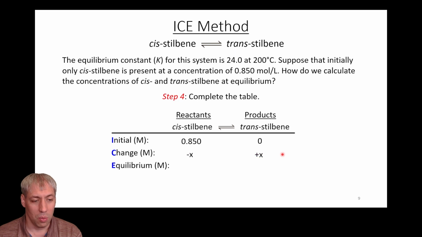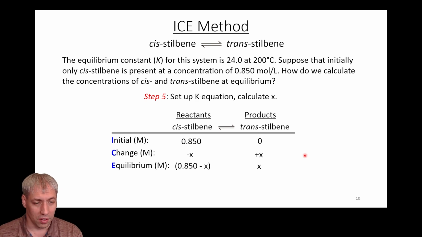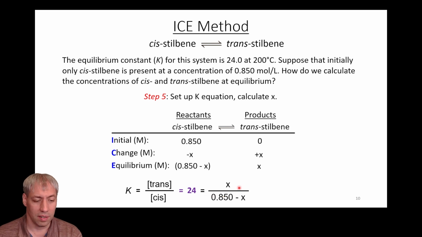So effectively, you know what it's going to be when you reach equilibrium: it's 0.85 minus X, and then 0 plus X, or just X. That tells you the equilibrium condition. What this helps us do is solve for X as long as we know K, because we've expressed the concentrations at equilibrium. There's our equilibrium expression: products to their stoichiometry over reactants to their stoichiometry. The value of K is 24, and we can plug in our unknown concentrations: X over 0.85 minus X. After that, we can do algebra and solve for X.